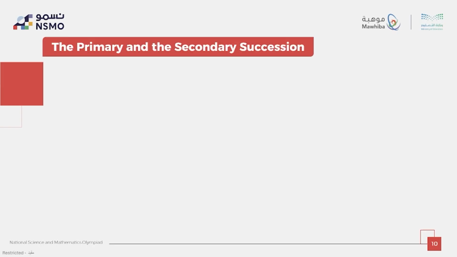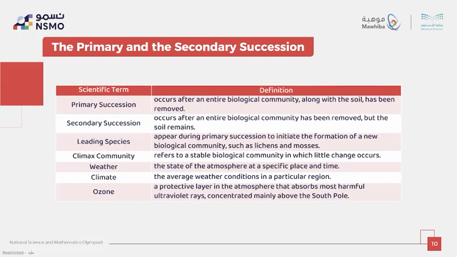Now we move to ecological succession, how life begins again after destruction. Okay guys, here we have the scientific term primary succession. Primary succession occurs when life begins in an area where no soil exists. So this is very important. No soil exists, such as after a volcanic eruption.